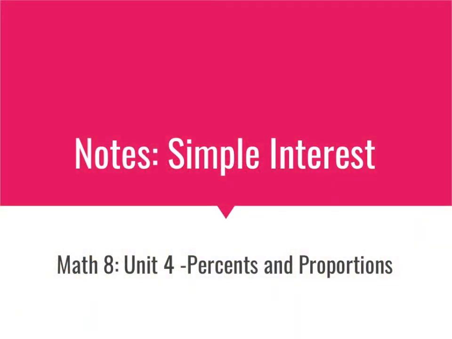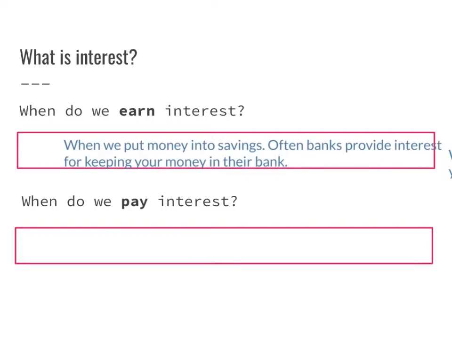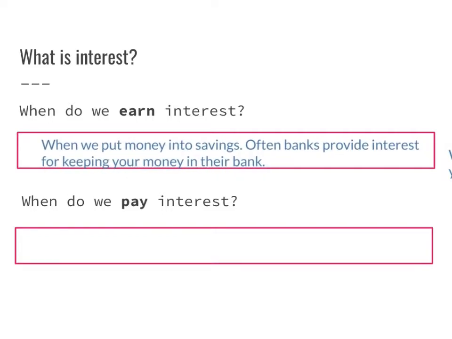Welcome to Unit 4. Today we're going to be starting off by talking about simple interest, so let's go ahead and get started with that right now. So when we're talking about interest, we have two different types of interest that we talk about. We talk about either earning interest or paying interest. When we earn interest, that's when we are putting money into savings. Often a bank provides interest for you keeping money in their bank.